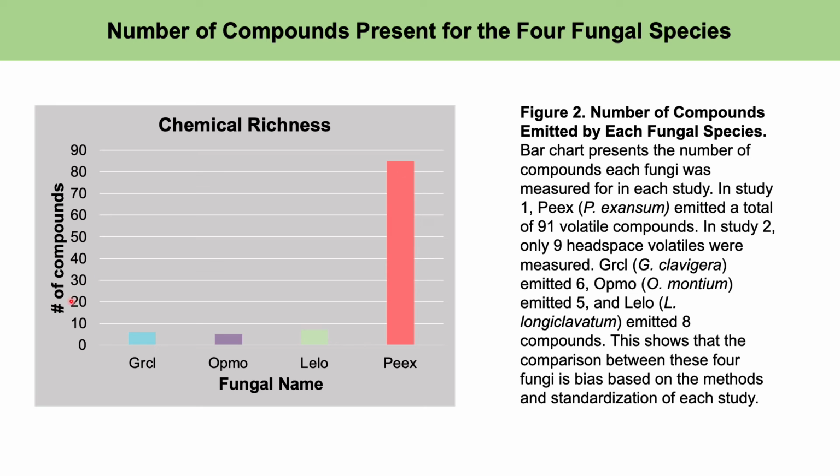As you can see, there's a large difference between study 1 and study 2 in terms of the number of compounds, and this essentially is what created the bias of making P. expansum very different from the others in the principal component analysis, and therefore we could not make a conclusion.